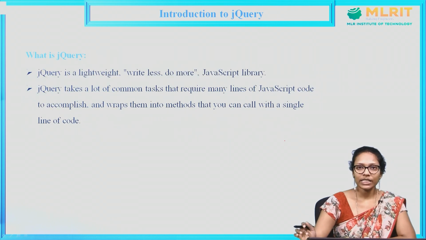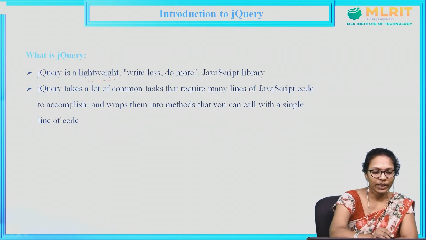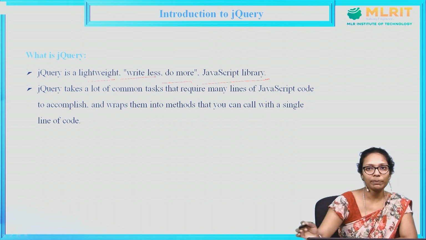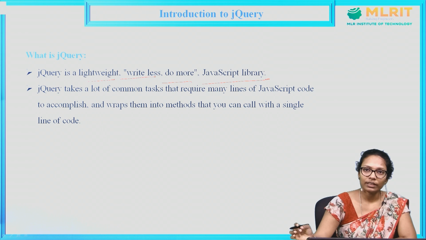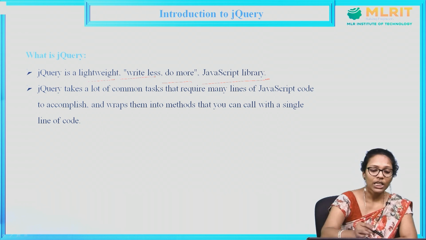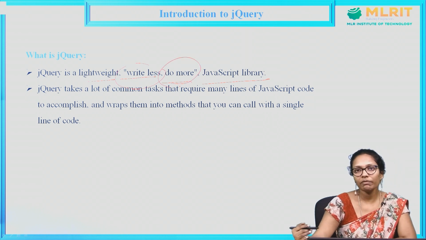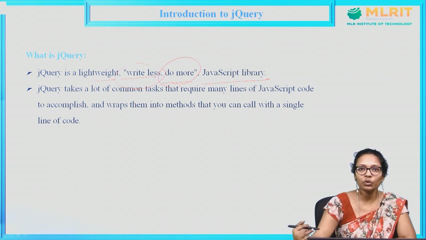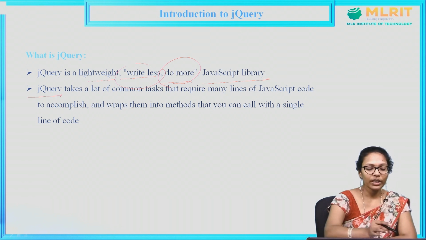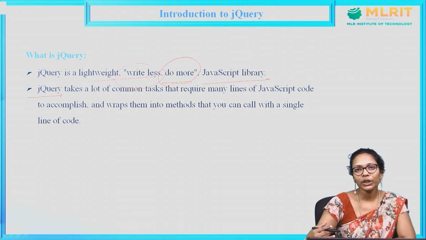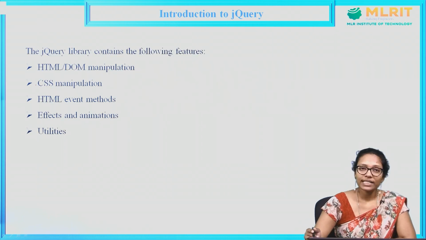So what is exactly jQuery? jQuery is lightweight, and we have a slogan here: write less, do more, using a JavaScript library. So basically jQuery is a lightweight JavaScript library. With this, we can write less and do more. We are using predefined functions here, and using those functions, we can do more things. If I use jQuery with fewer lines of code, I can do many things, whereas if I write the same program using pure JavaScript, it will take more lines of code. So what exactly will jQuery do?